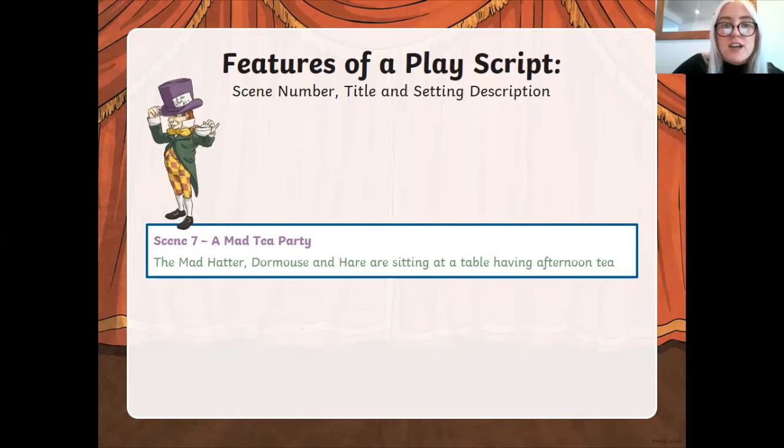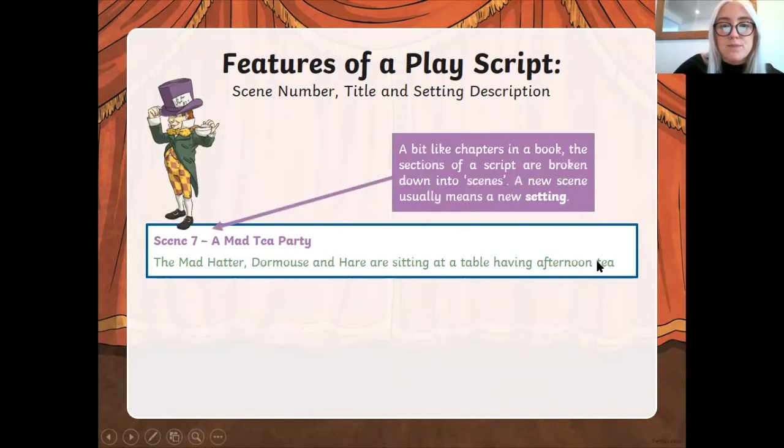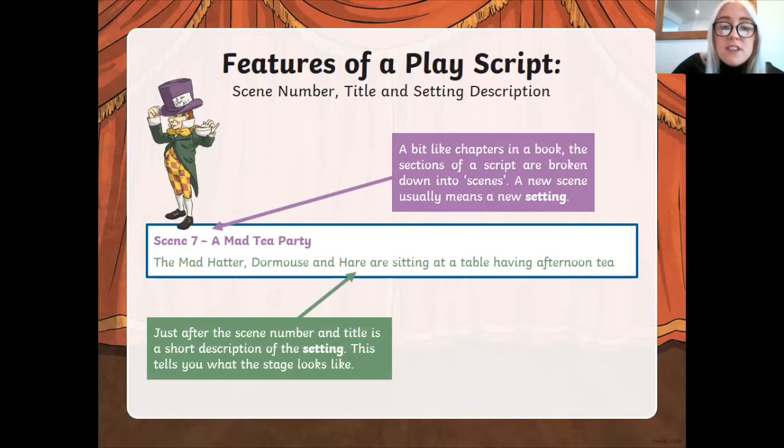Next feature, scene number and title and setting description. So at the start of a scene, as you can see, we have the scene number and the scene title. We also have a brief setting description too. The setting description actually tells us what the stage looks like. It tells us who might be on stage, what we would need, and what's going on the stage.